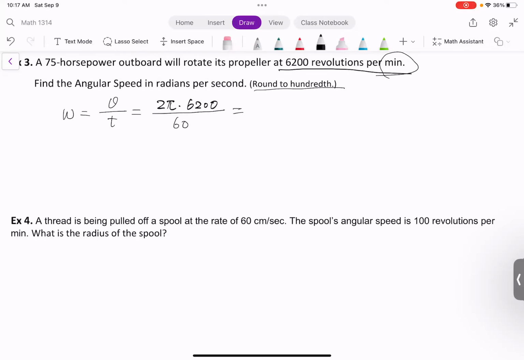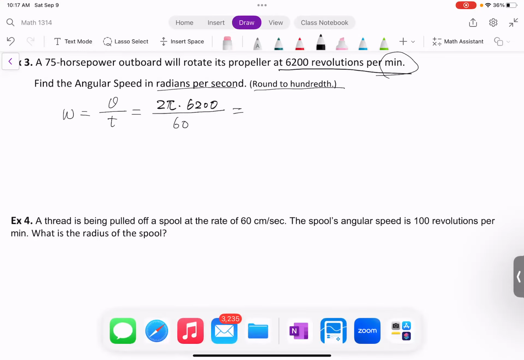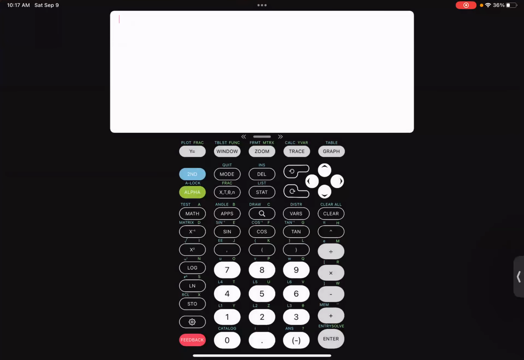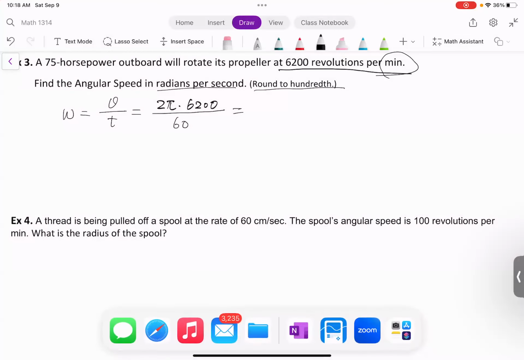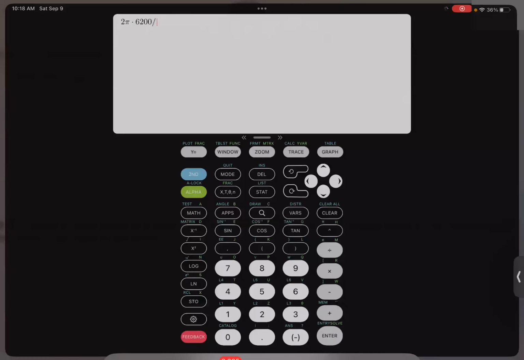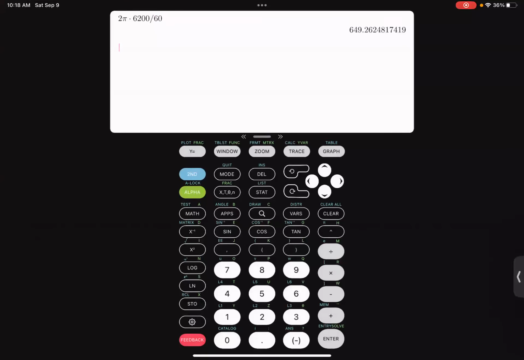And find the angular speed in radians per second. So let's find this. On the top, I have 2 pi, 2 times pi multiplied by 6,200, all divided by 60. So this is a solution.